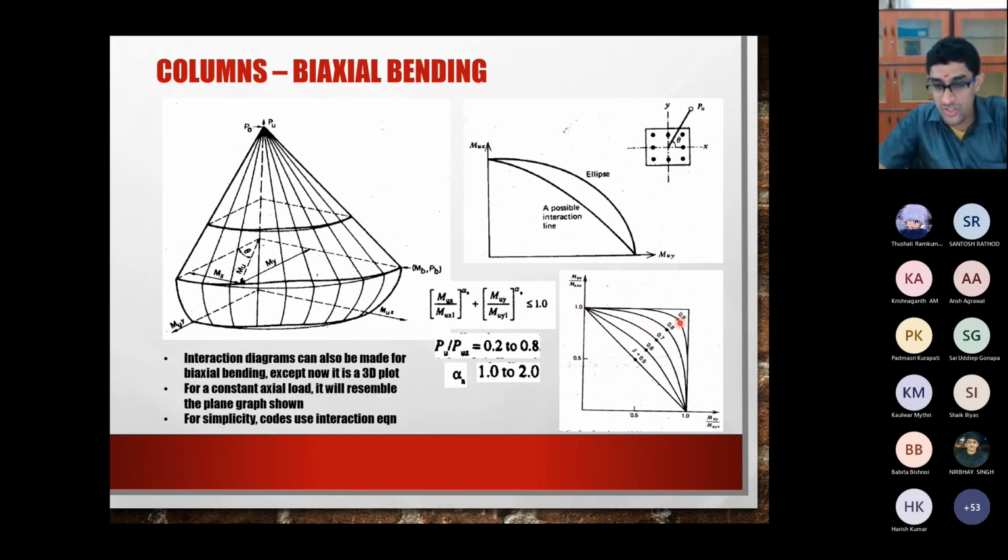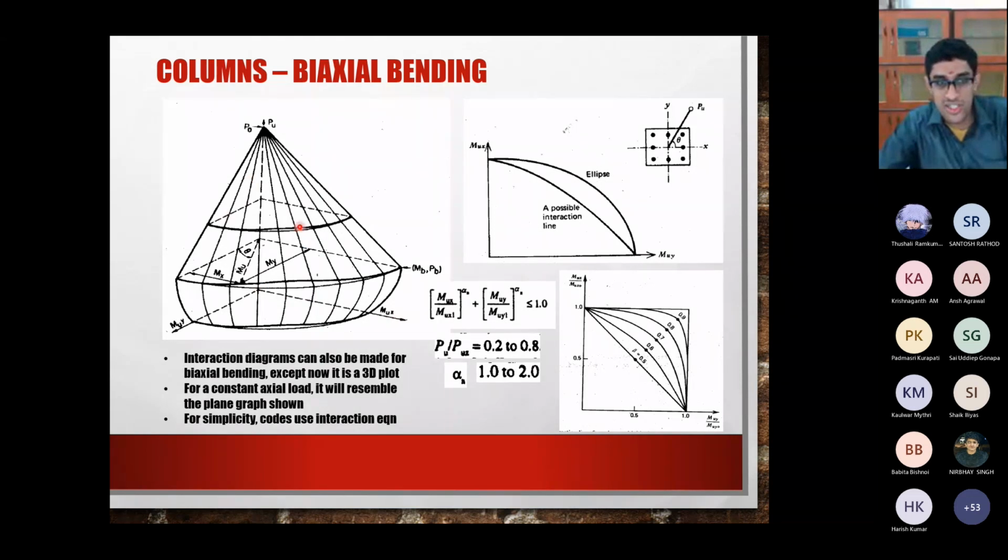Which curve to take depends on the value of your axial load. If the axial load divided by the axial capacity is 0.9, you can take this. If it's 0.8, you can take this, etc. So like this we have several curves. When we do it, we'll see it. The better way to actually draw the interaction diagram is as a 3D surface, where one axis is P, another axis is one of the moments, and the other axis is the other moment.